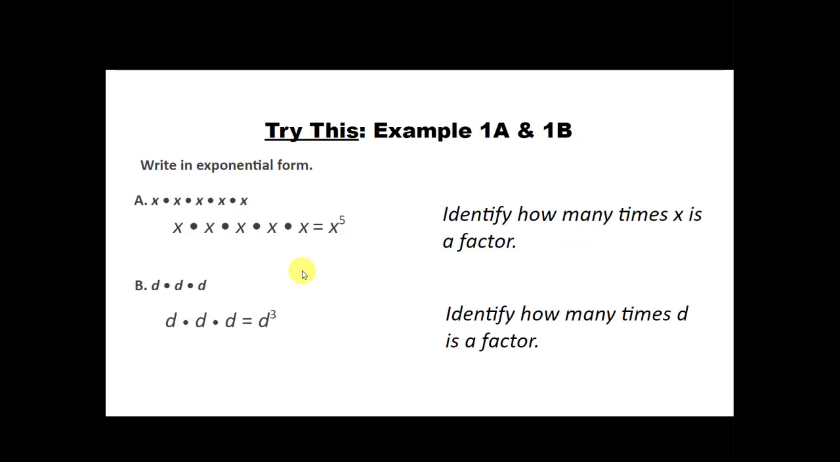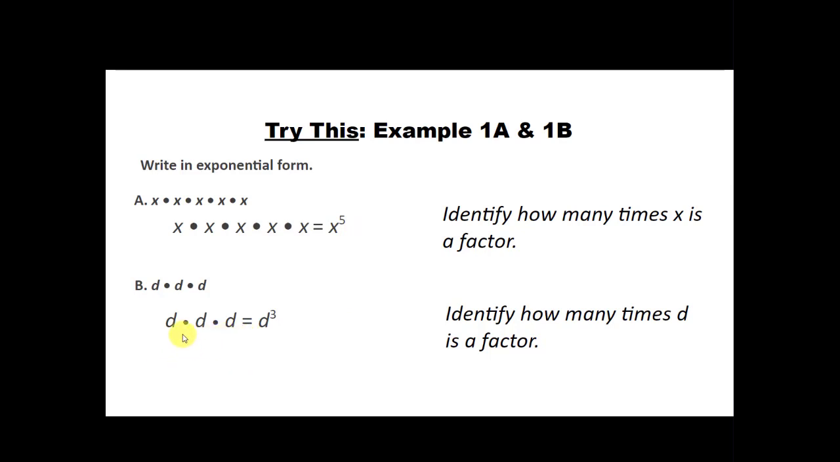So let's do a couple more just to make sure that we're all talking about the same thing. Here we have x times x times x times x times x. That's the same as saying that you have the factor of x, which is the base, and it was used 5 times. The factor was used 5 times, and so 5 is the exponent.